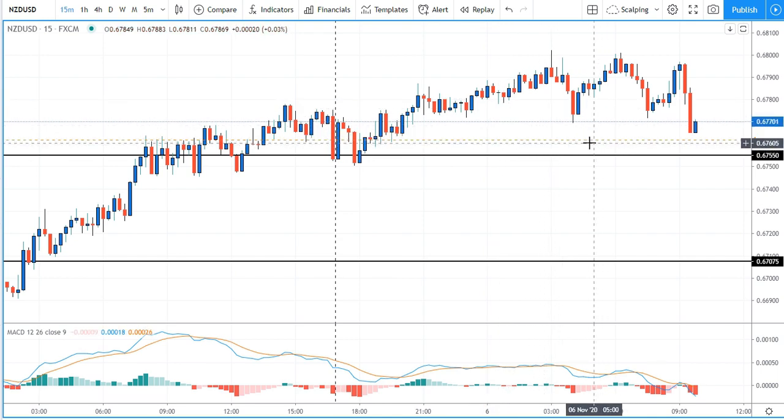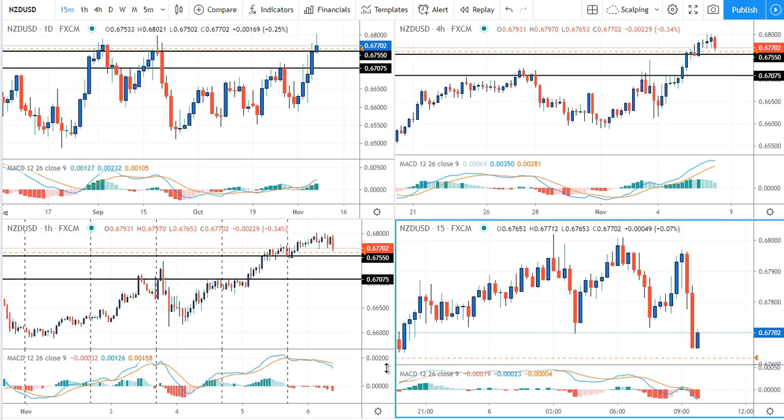So it's around 67.61, 67.62 area, and we'll see what happens when it gets here, and we'll take this on with about a 15 pip stop loss on this one. So let's just stand by and we'll see what happens with it.